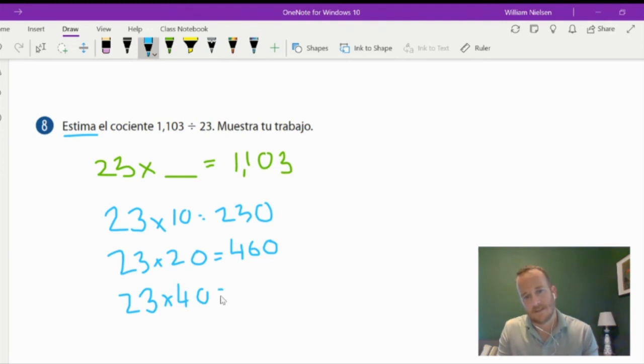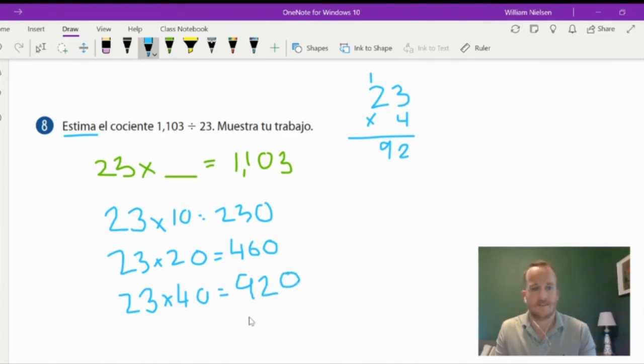¿Ok? ¿Cómo voy a hacer eso, chicos? Lo que yo voy a hacer es 23 por 4. ¿Ok? Si no puedes hacerlo en tu cabeza, puedes escribirlo. Es fácil hacer. 3 por 4 es 12, con mi uno aquí, cuatro por dos es ocho más uno es nueve. Entonces voy a poner mi nueve aquí, es 92. Pero voy a agregar el cero aquí. Entonces, ¿qué va a pasar cuando lo multiplico por 50?